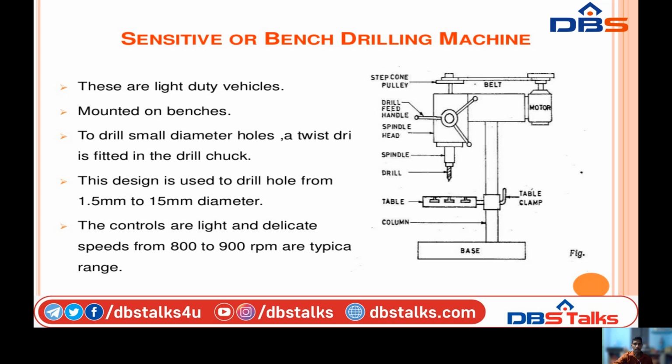By using sensitive or bench drilling machines, we can generate holes from 1.5 mm to 15 mm diameter. Comparing with the portable drilling machine, which generates holes up to 12.5 mm diameter, the bench drilling machine can produce holes from 1.5 mm to 15 mm diameter. That is the difference between portable and bench drilling machines. Speeds of 800 rpm to 900 rpm are the typical range.